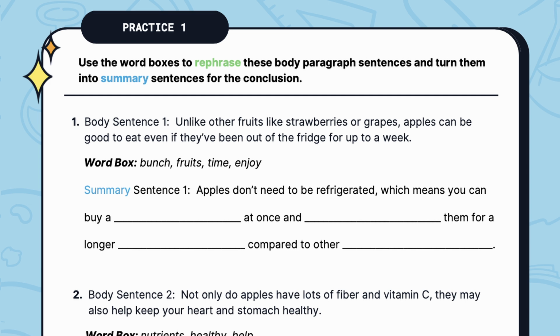Summary sentence number 1. Apples don't need to be refrigerated, which means you can buy a blank at once and blank them for a longer blank compared to other blank. The summary sentence for number 1 should say, apples don't need to be refrigerated, which means you can buy a bunch at once and enjoy them for a longer time compared to other fruits.